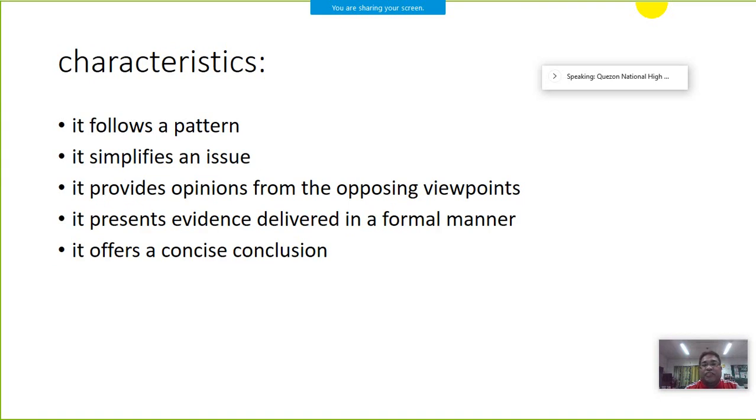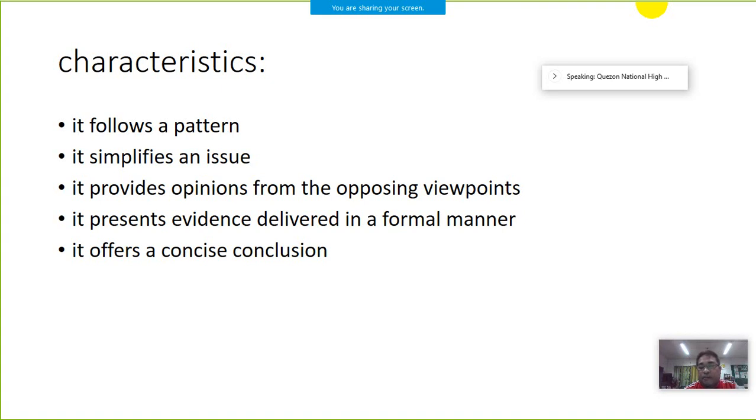Characteristics: an editorial should follow a pattern. So later on, you would realize that editorials could be written in different forms or patterns. It simplifies an issue, especially the complex ones. It provides opinions from the opposing viewpoints because we have to consider both sides of an issue. It presents evidence delivered in a formal manner.